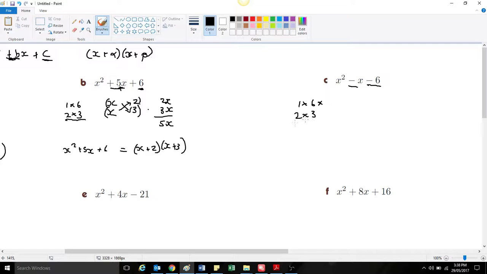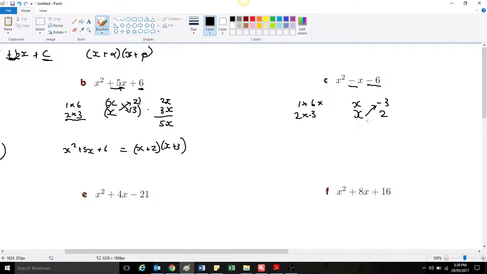And we have 2 times 3. If we make the 2 positive and the 3 negative, we can see we're going to have 2 times minus 3 is minus 6. 2 plus minus 3 is minus 1. Okay, so this is the one we're looking for. We have x and x, multiples of 2 and 3. We've decided we're going to have minus 3 and positive 2.